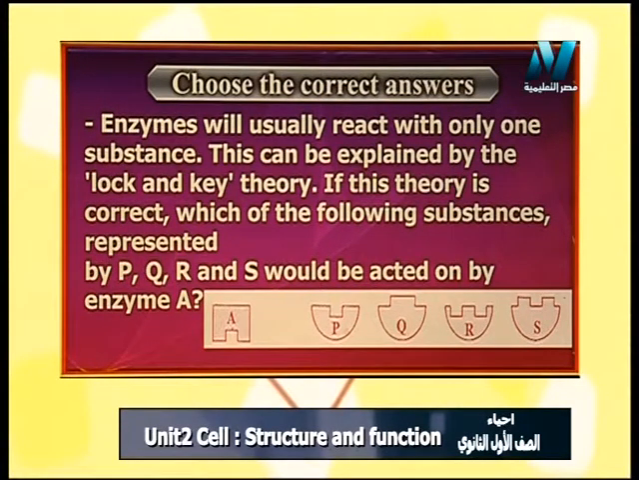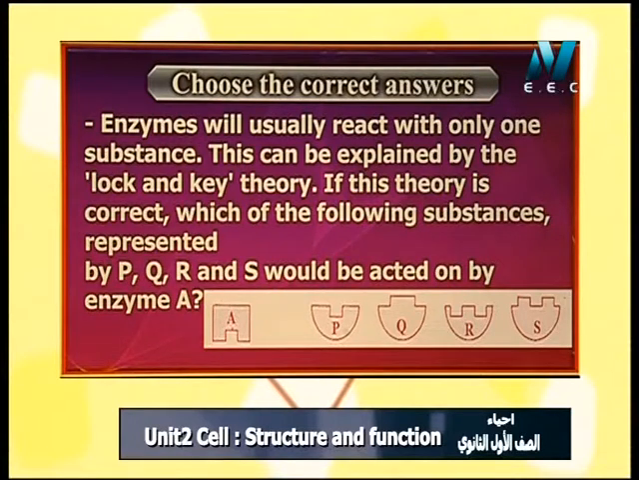نعمل ريفيجن كده بكام سؤال نشوف اخبارنا ايه. السؤال اللي قدامنا دلوقتي بيقول لي choose the correct answer. Enzymes will usually react with only one substrate اللي بنقول عليها substance او substrate. This can be explained by lock and key theory. يعني في theory بتقول in the relation between the enzyme and the substrate it is like the relation between the key and lock. That means the key should fit the lock internally.